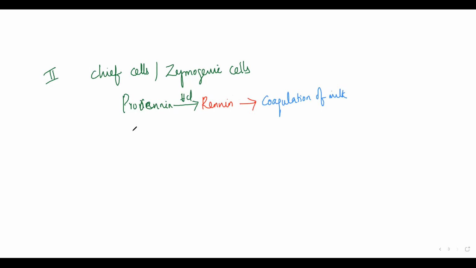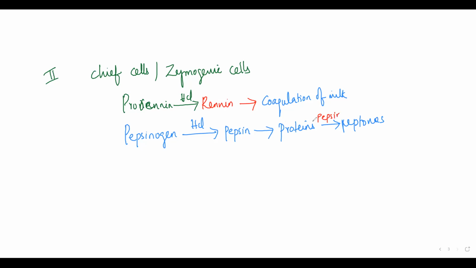And next, you can see that we had pepsinogen. Pepsinogen is also converted by the action of hydrochloric acid into pepsin. And what does pepsin bring about? It brings about protein digestion, children. It changes the proteins into peptones. So this is done under the action of pepsin, which converts proteins into peptones, and the renin brings about the coagulation of the milk. These are all the different functions of the secretions of the zymogenic cells.